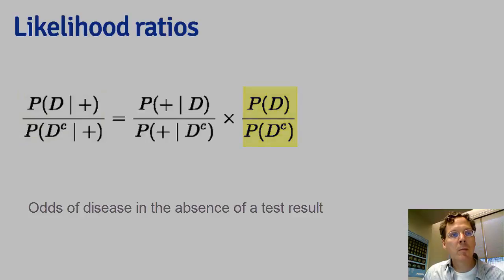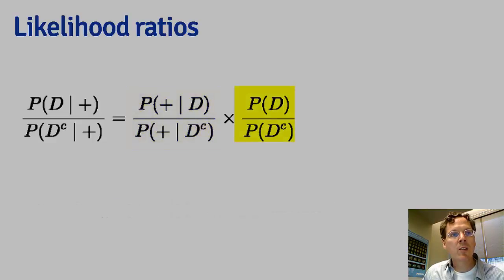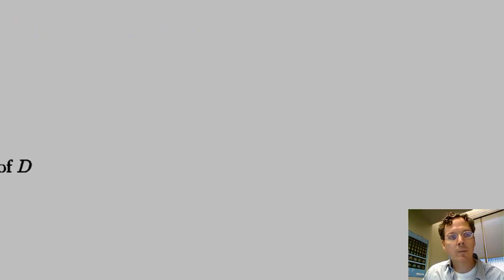Here, this factor in the middle is the diagnostic likelihood ratio of a positive test result. So the equation is the pretest odds of disease times the diagnostic likelihood ratio equals the post-test odds of disease. So in other words, the diagnostic likelihood ratio of a positive test result is the factor by which you multiply your odds in the presence of a positive test to obtain your post-test odds.